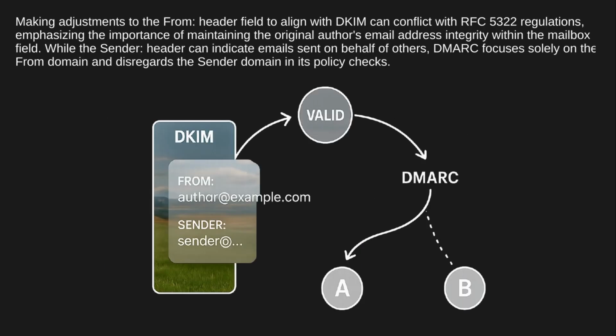Making adjustments to the From header field to align with DKIM can conflict with RFC 5322 regulations, emphasizing the importance of maintaining the original author's email address integrity within the mailbox field. While the Sender header can indicate emails sent on behalf of others, DMARC focuses solely on the From domain and disregards the Sender domain in its policy checks.